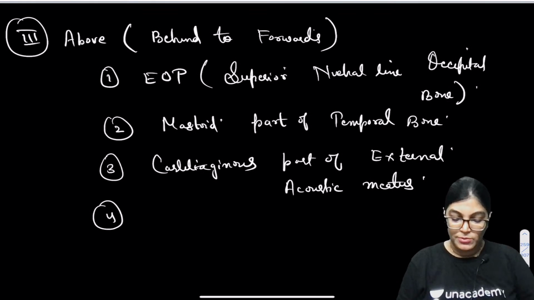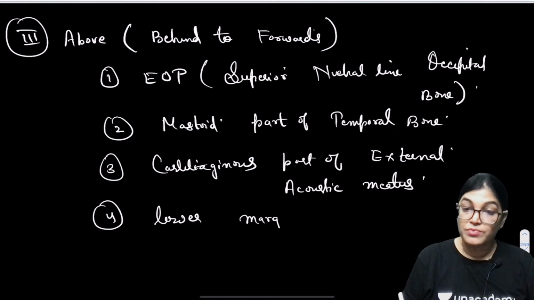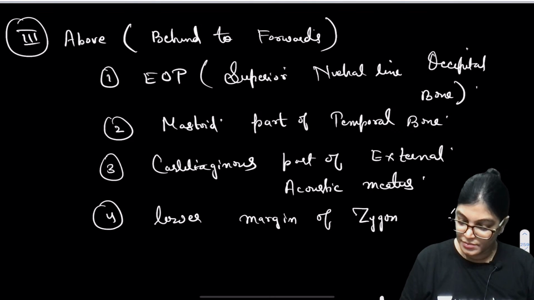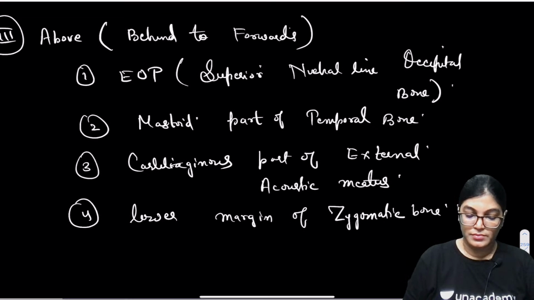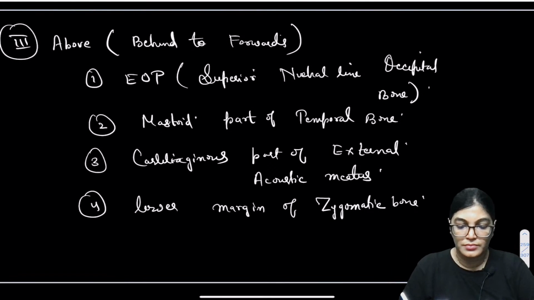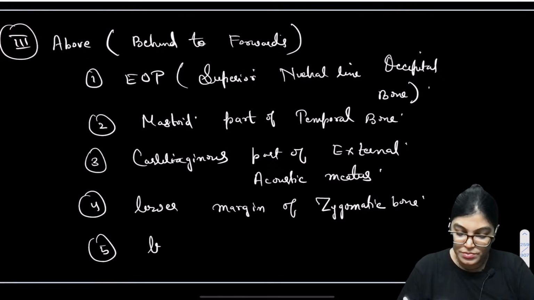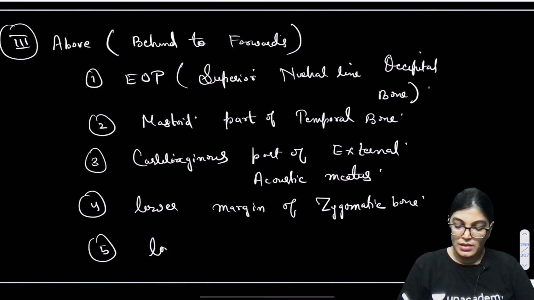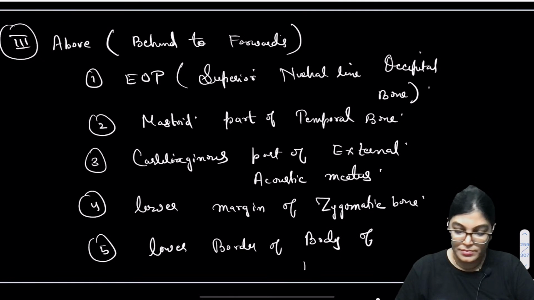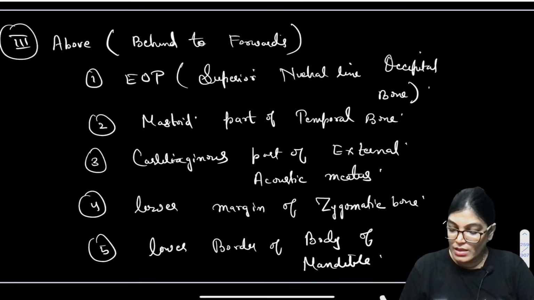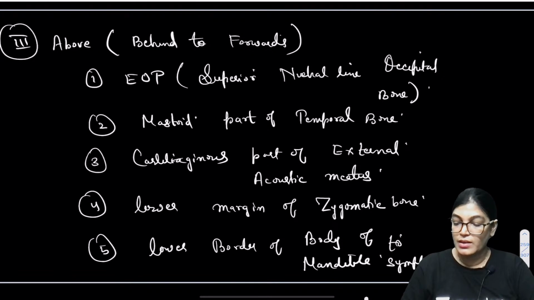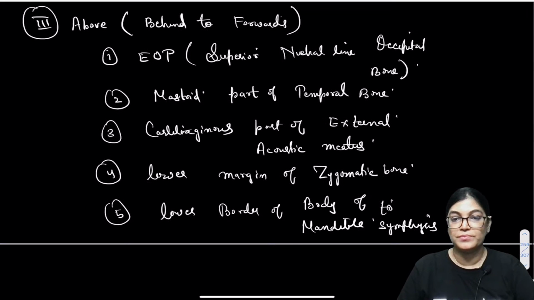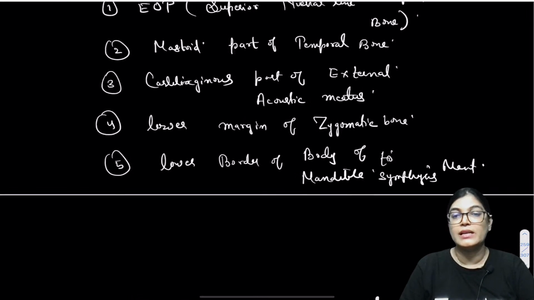Then lower margin of zygomatic bone, then lower border of mandible, body of mandible, till the level of symphysis menti, done.